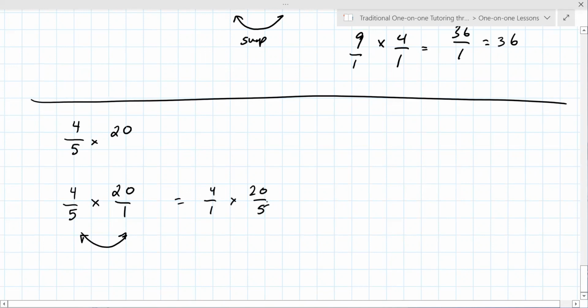That's what I did. But what's 20 divided by 5? 4. So this becomes 4/1 times 4. I forgot about the division part. Yeah, that's the whole point. The point here is to divide before you multiply. 16. Yeah.